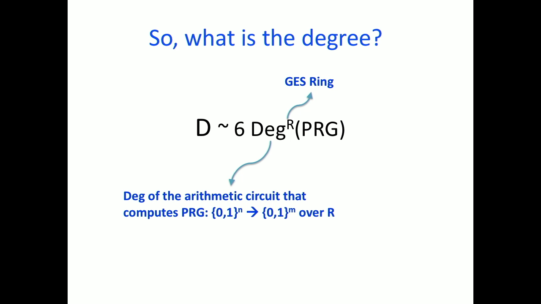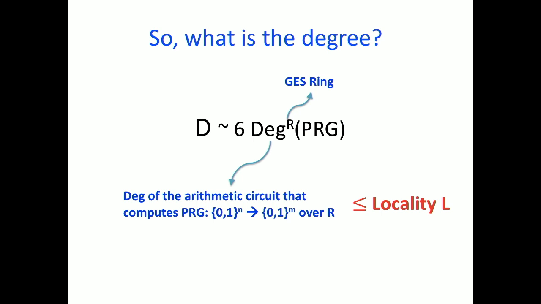And more formally, what is the degree? The degree is the degree of the arithmetic circuit that can compute the PRG over the Boolean cube in R. Note that this degree is actually bounded by the locality of this PRG. What do I mean by locality? Our PRG is in NC0. Every output bit depends only on a constant number of input bits. This number is called the locality of the PRG. Why is the degree bounded by the locality? It's because the PRG has a binary input string. Therefore, any polynomial that computes it is multilinear.